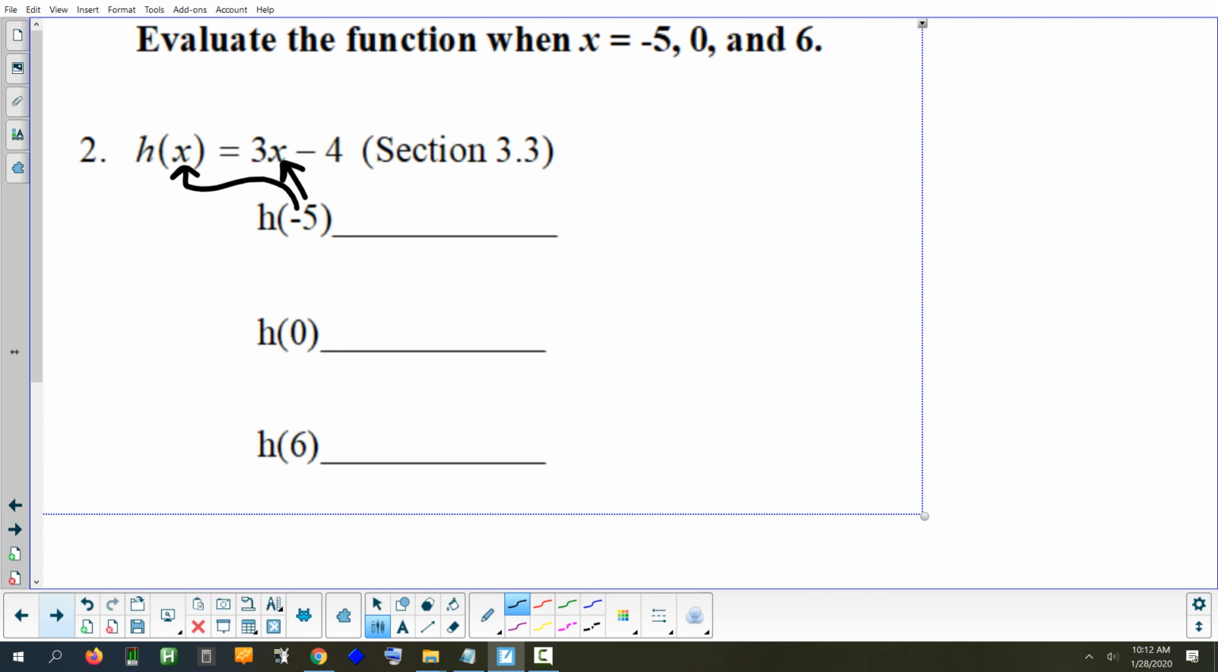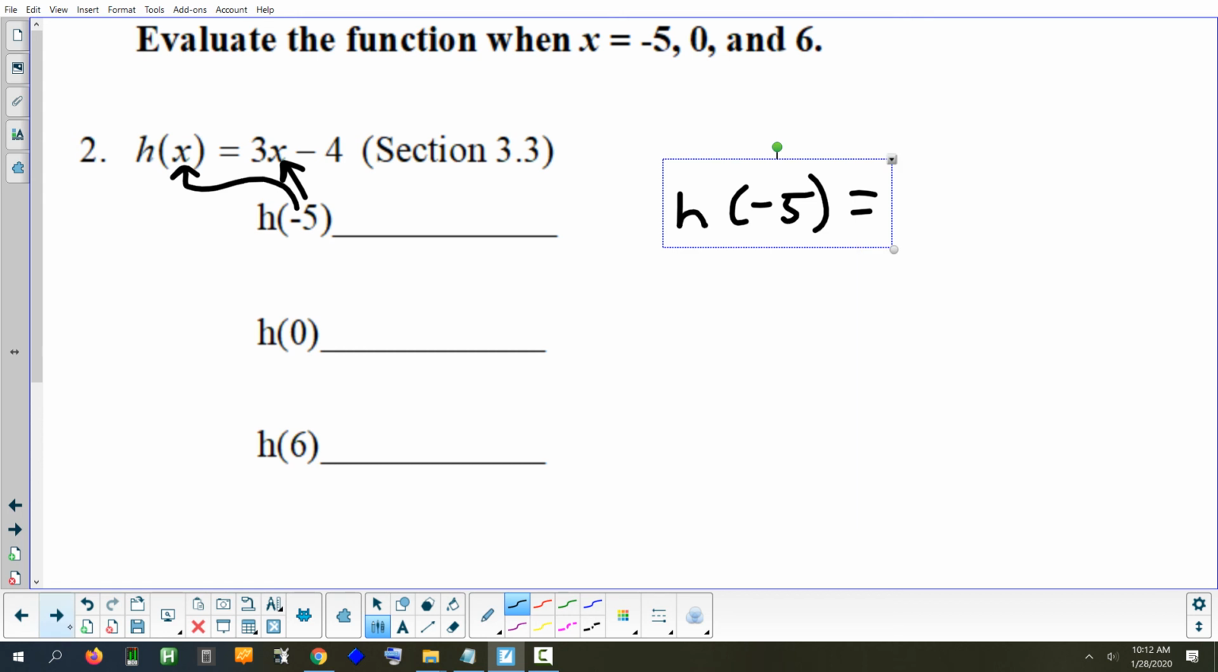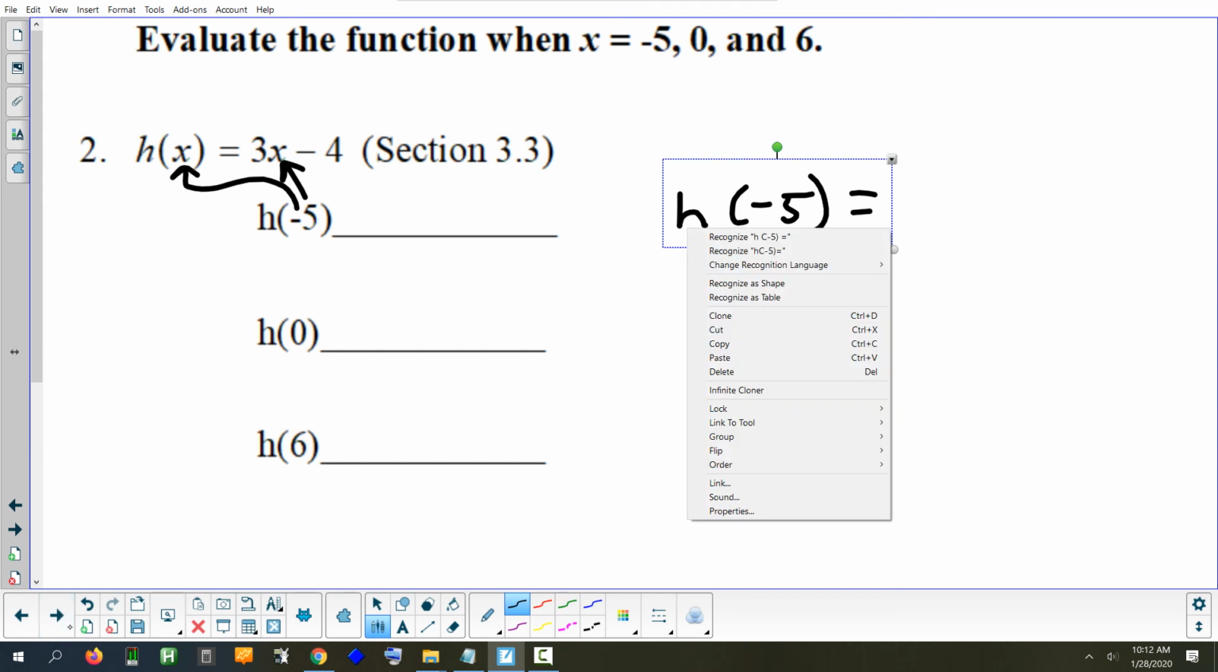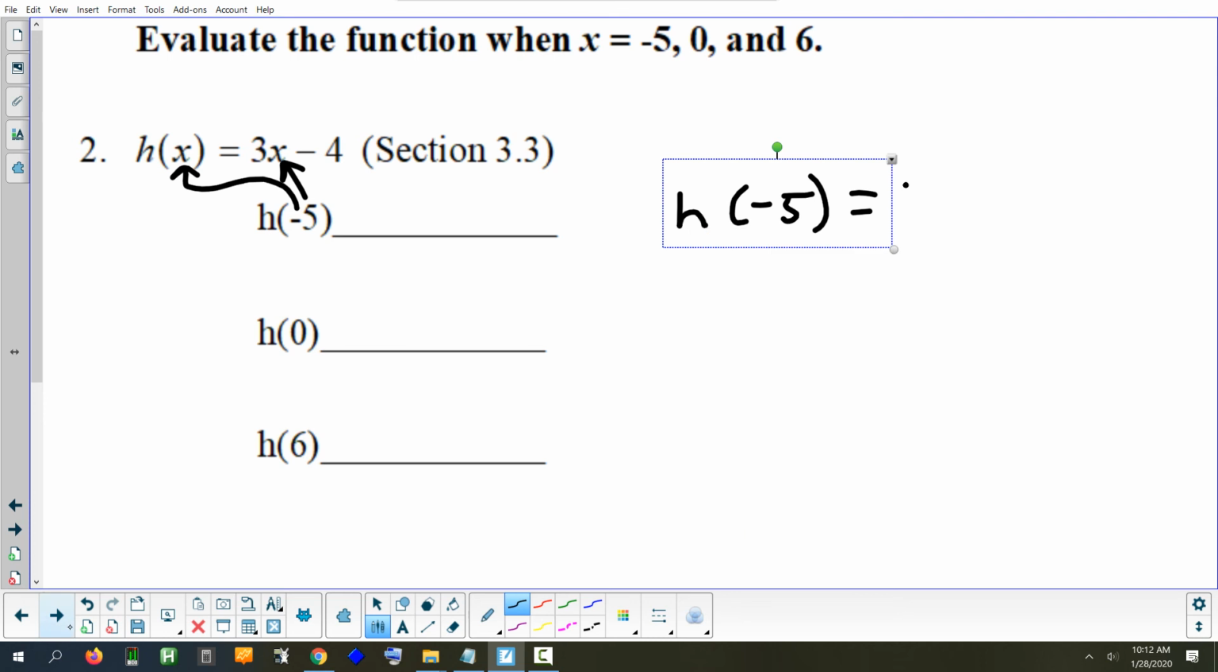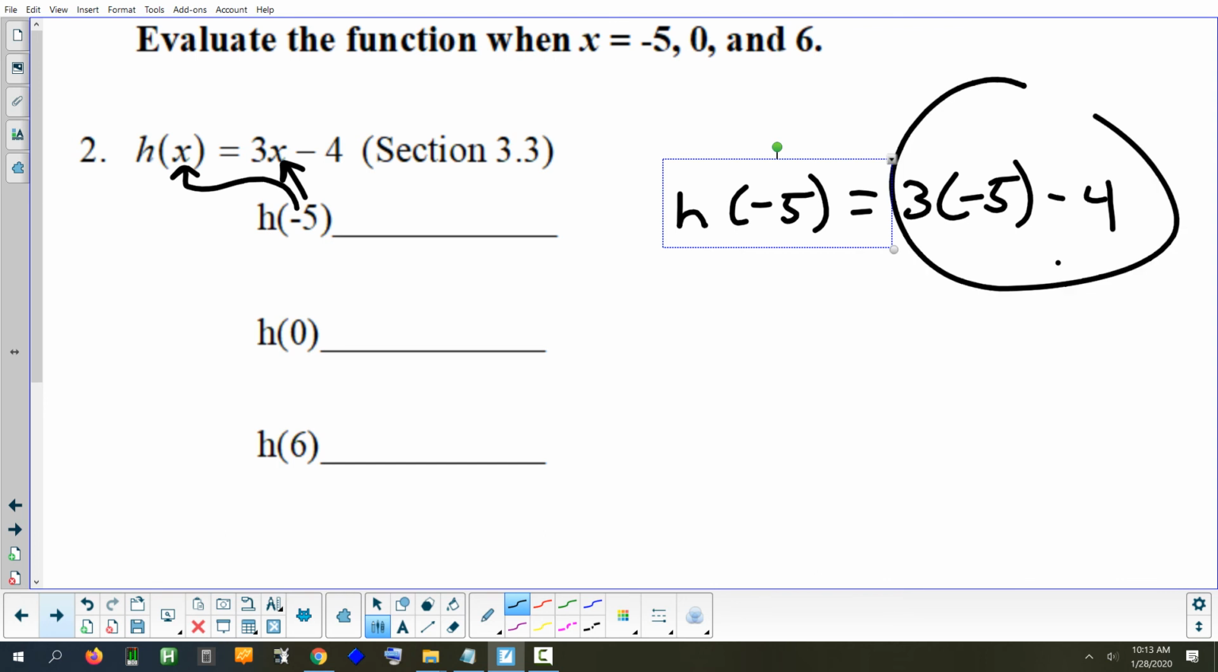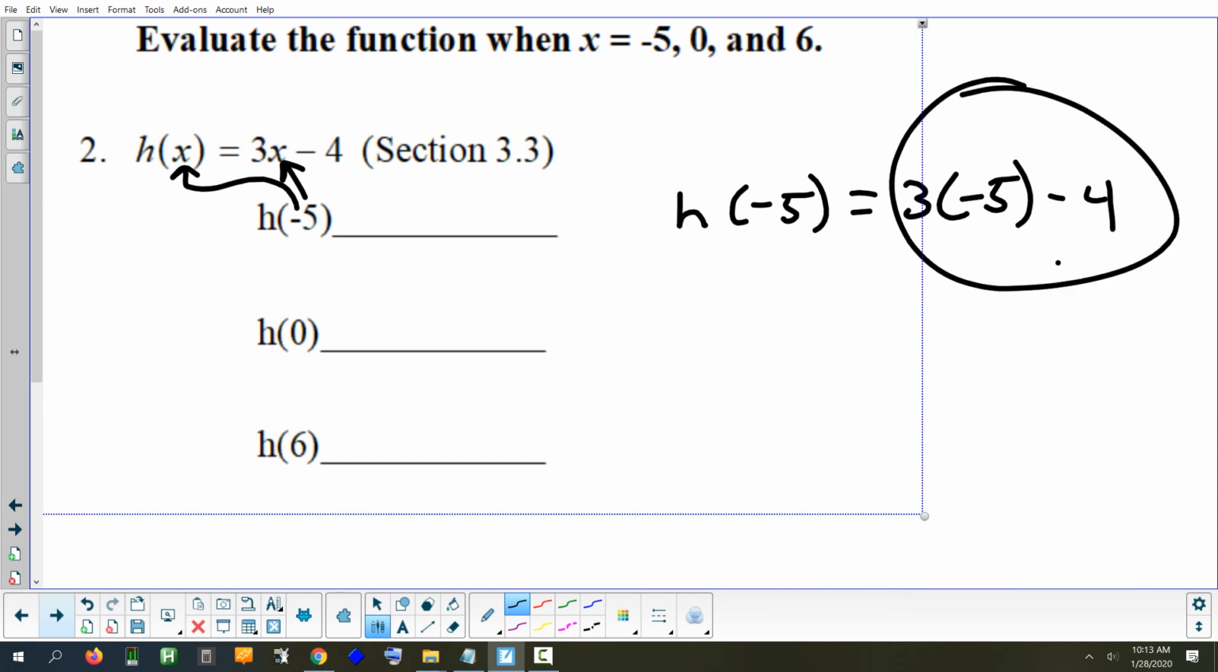So what's the first number they want me to fill in? -5. So off to the side, remember, the way you pronounce that is h of -5. That's how you say that. And what it means is, if you plug -5 into formula h, you will get, and now we have to do it out, 3 times -5 minus 4. Whatever you get here is what I want to put on that line.